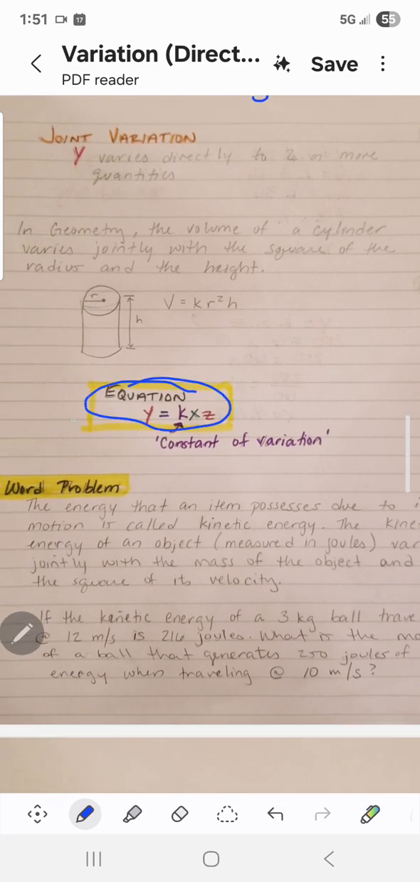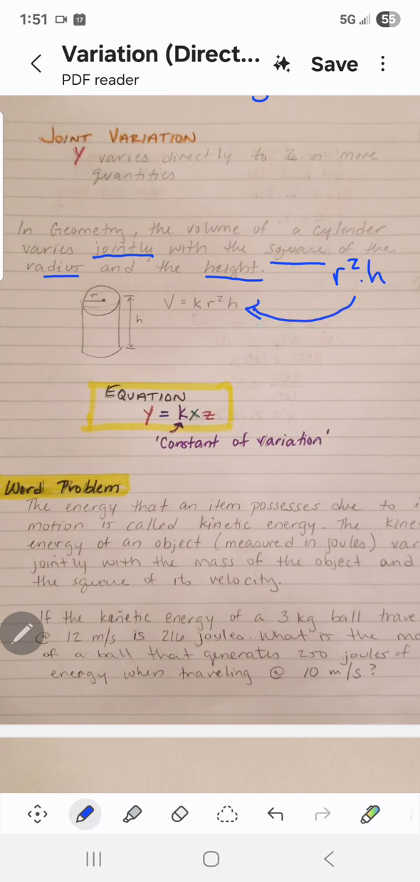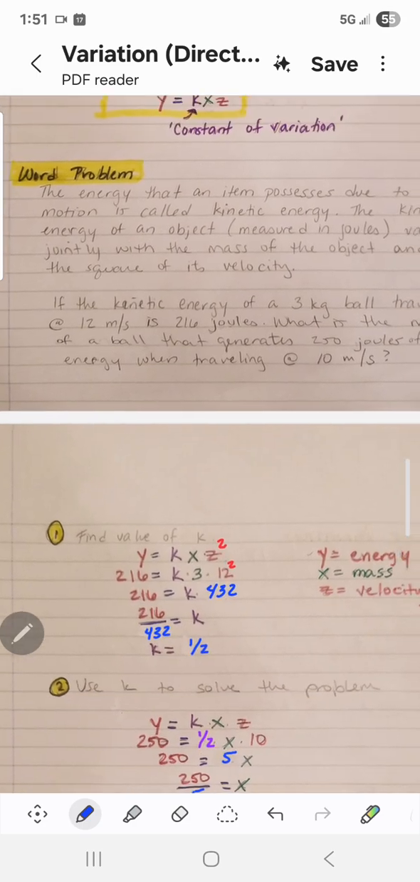So here I've got my joint variation equation. So in geometry, the volume of a cylinder, it says it varies jointly, there's your keyword, with the square of the radius, so r squared, and the height, h. Okay, so it's telling you the pieces in order to write out your equation.